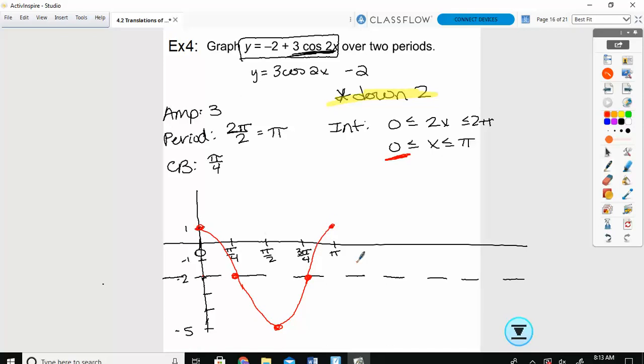This is the final twist I can give you on the graph. So for the rest of the chapter, this is everything that we're doing. Amplitude, period, count by. Sometimes we need an interval, sometimes we move up or down. That's all the twists that I have.